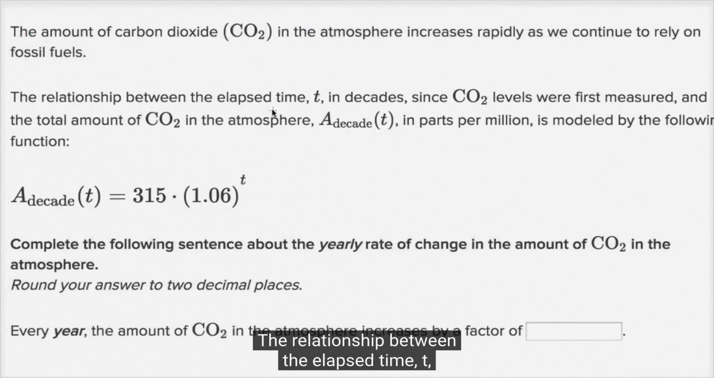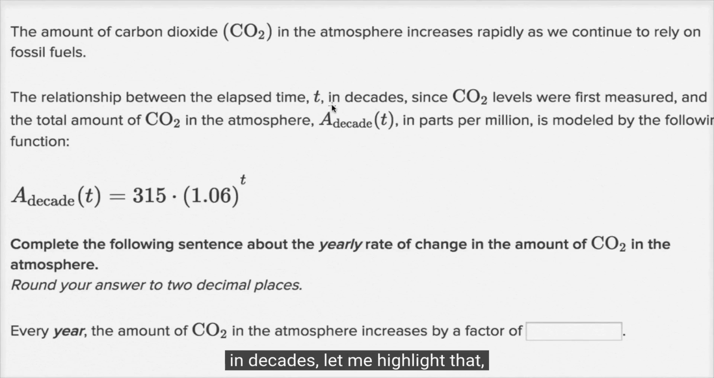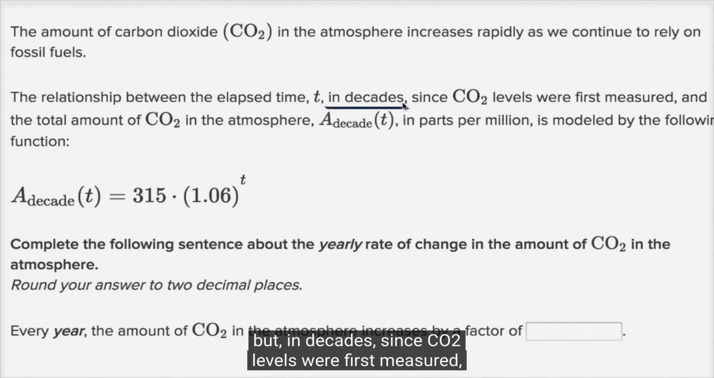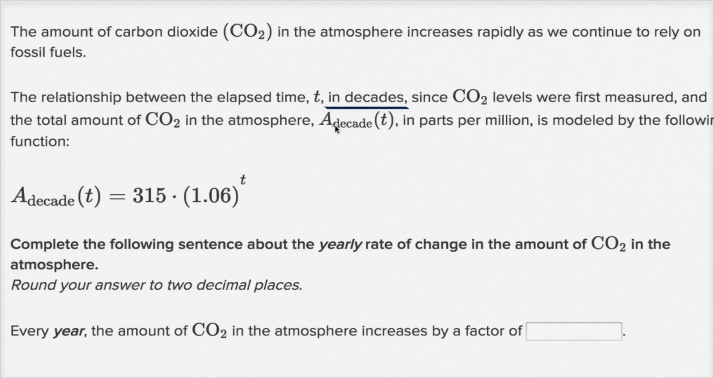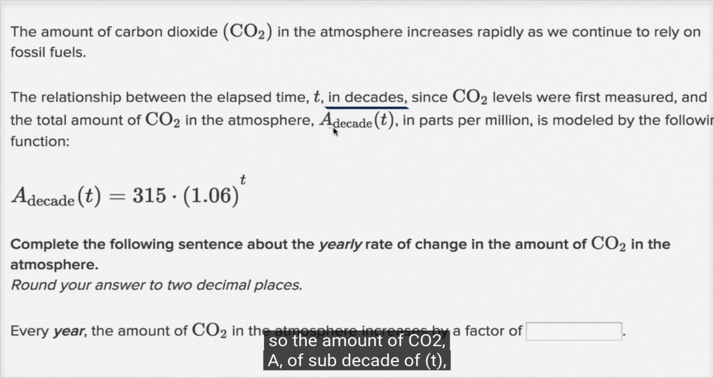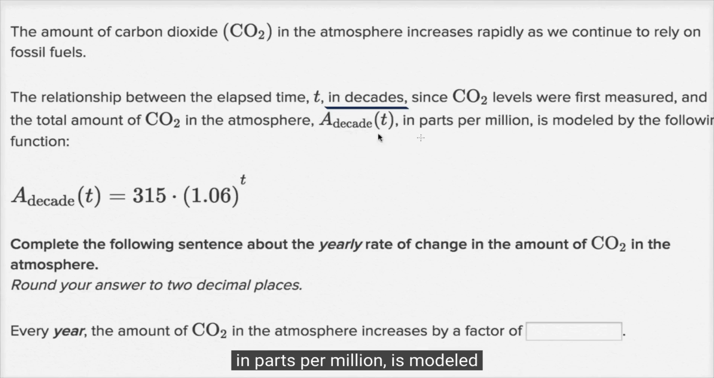The relationship between the elapsed time t in decades, let me highlight that because that's not a typical unit, since CO2 levels were first measured, and the total amount of CO2 in the atmosphere, so the amount of CO2 A of t, in parts per million, is modeled by the following function. So the amount of CO2 as a function of how many decades have passed is going to be this. So t is in decades in this model right over here.